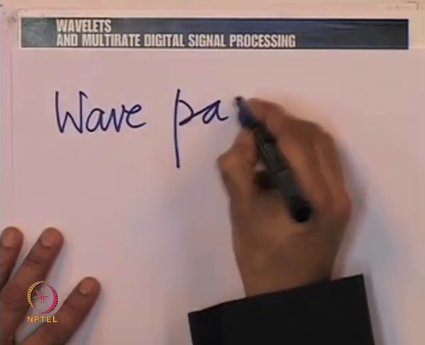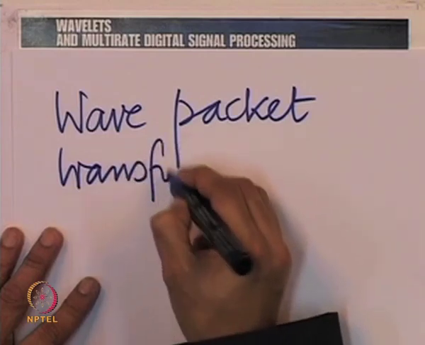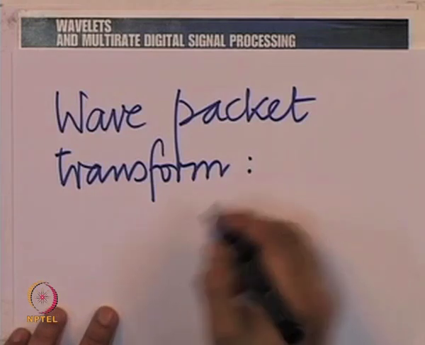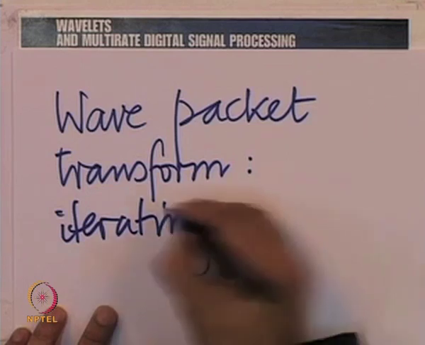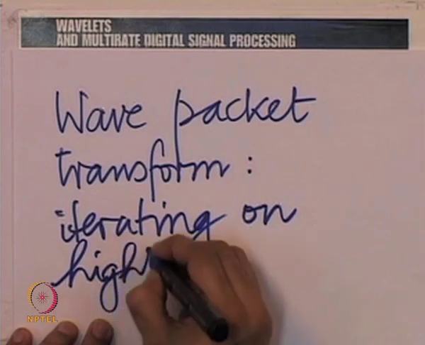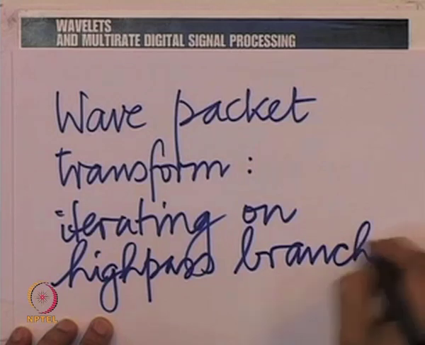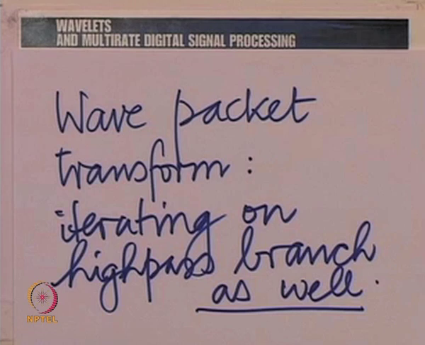Suppose I were to conceive of decomposing the high pass output, what does it imply for the underlying functions? And that would lead us to the idea of what is called the wave packet transform. The central idea in the wave packet transform comes from iterating on the high pass branch as well. Not only the low pass branch, but allowing for iteration on the high pass branch also. That would lead us to the idea of the wave packet transform.